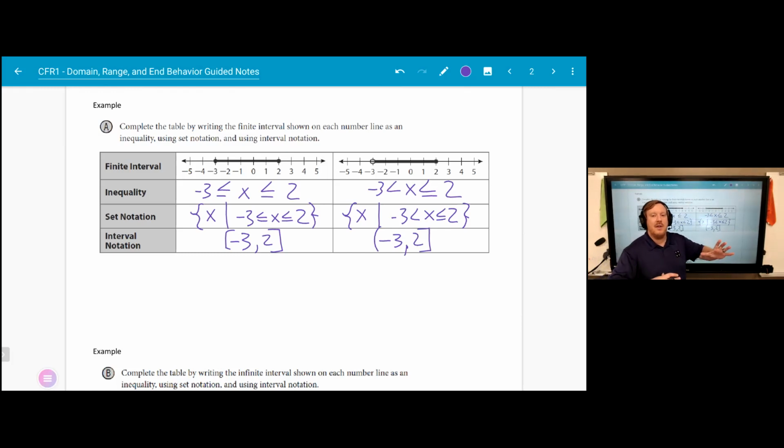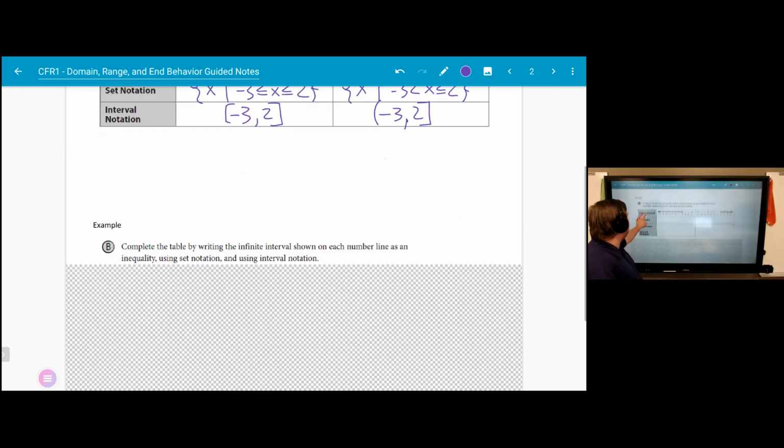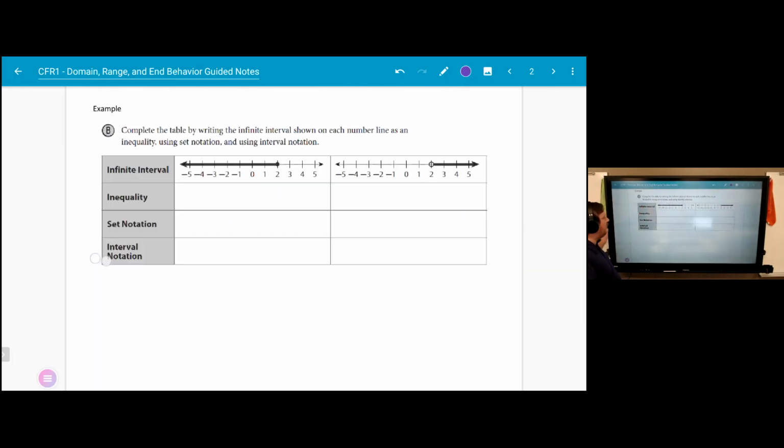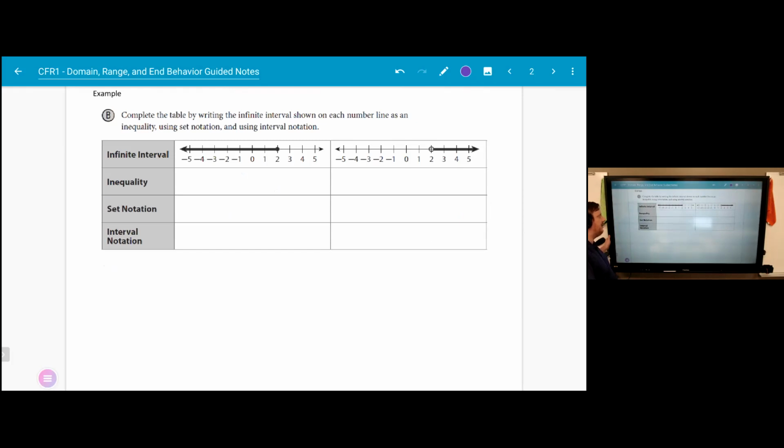Okay, those were finite intervals. Again, we're just looking at one dimension here, just on the X line. Okay, let's look to see what infinite intervals might look like. Inequality notation.